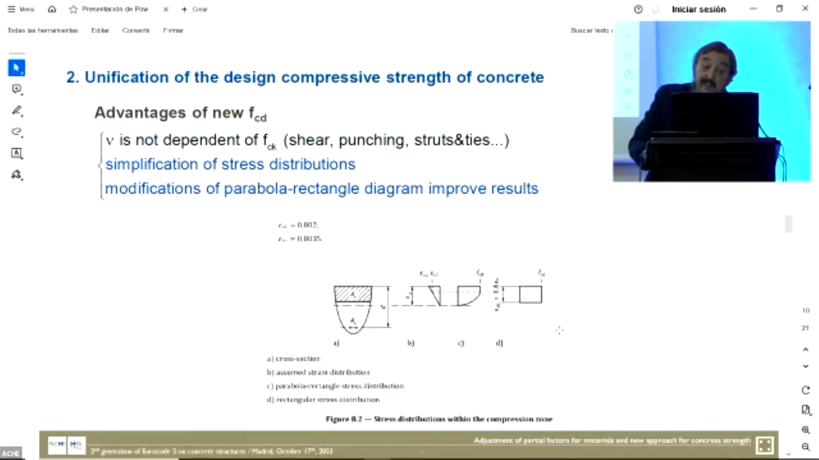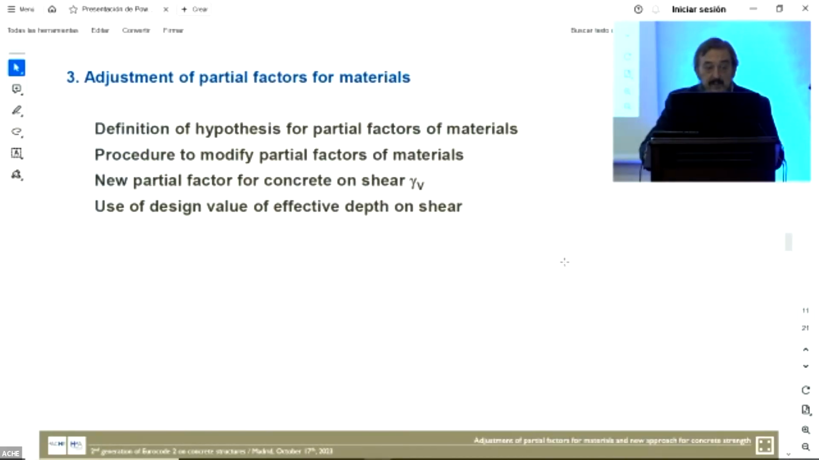And on the other hand, stress distribution has been simplified, as Hans has said. The parabola rectangle, now the deformations are the same independently of the class of the concrete, 0.2%, 0.35%. And on the other hand, also the rectangular block, the depth of the rectangular block is constant, independent of the strength of the concrete. This modification, even in the parabola rectangle, has improved the results in relation with the database.